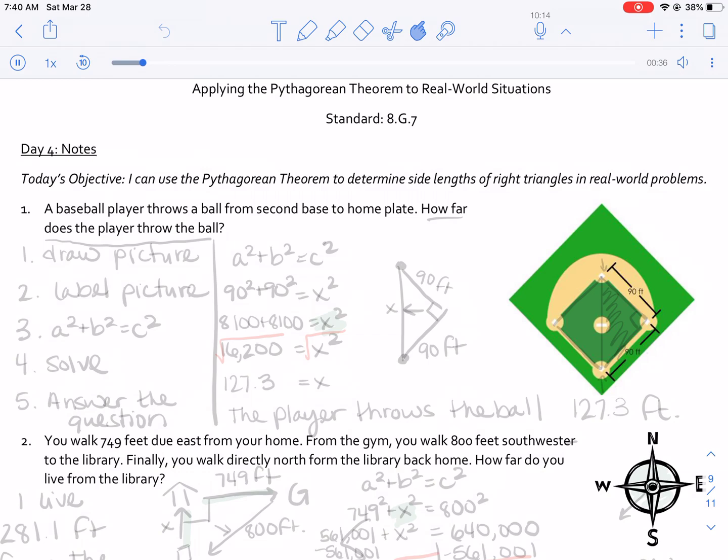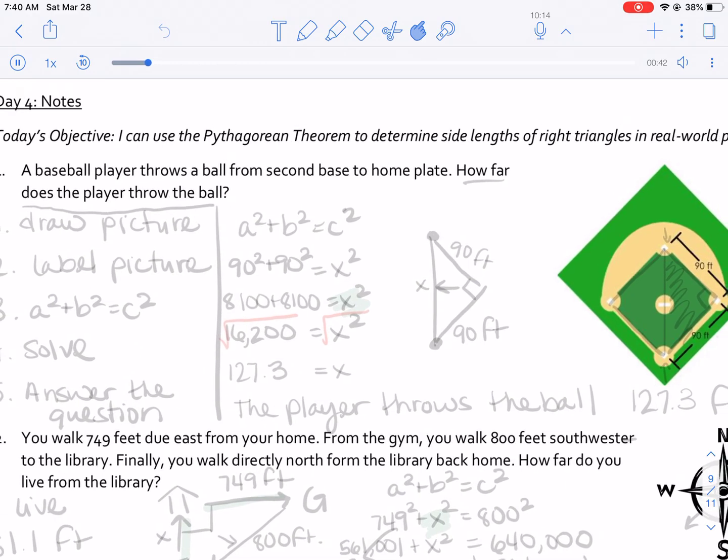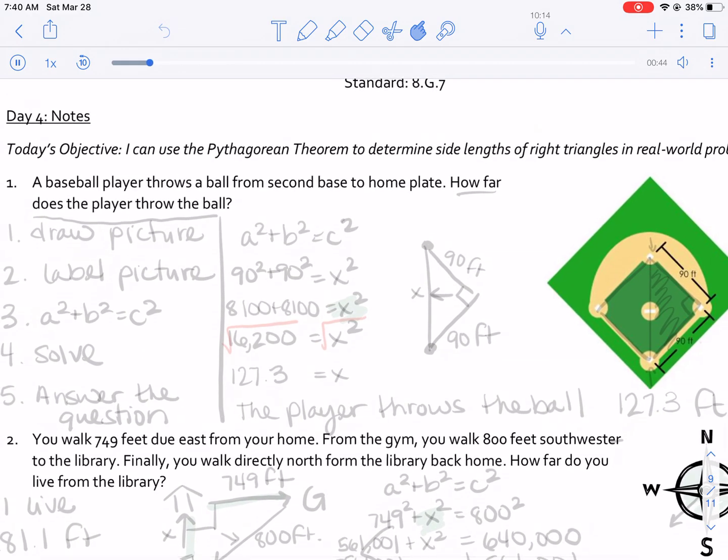I'm going to go ahead and do my first problem. It says a baseball player throws a ball from second place to home plate. How far does the player throw the ball? And what's nice about this problem is that it actually gives you a picture. You have a baseball diamond. And for those of you who don't know, second base is over here and home plate is over here.